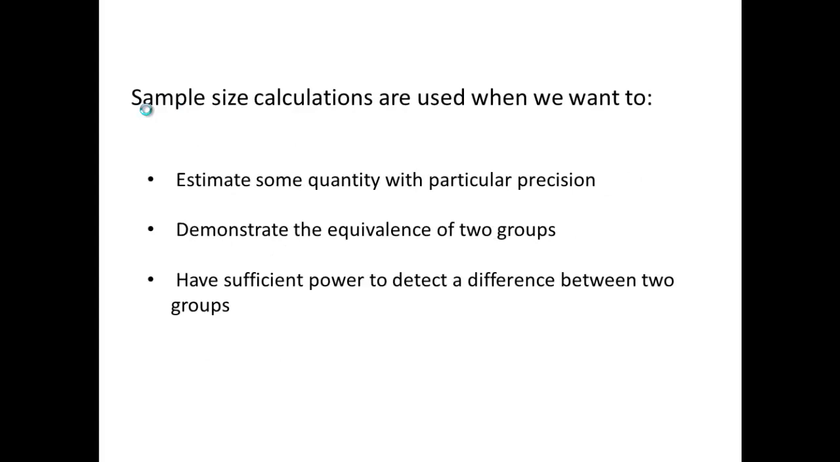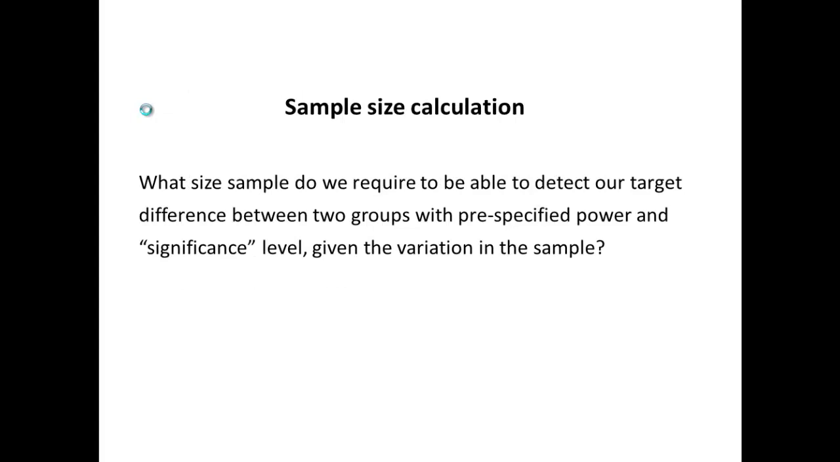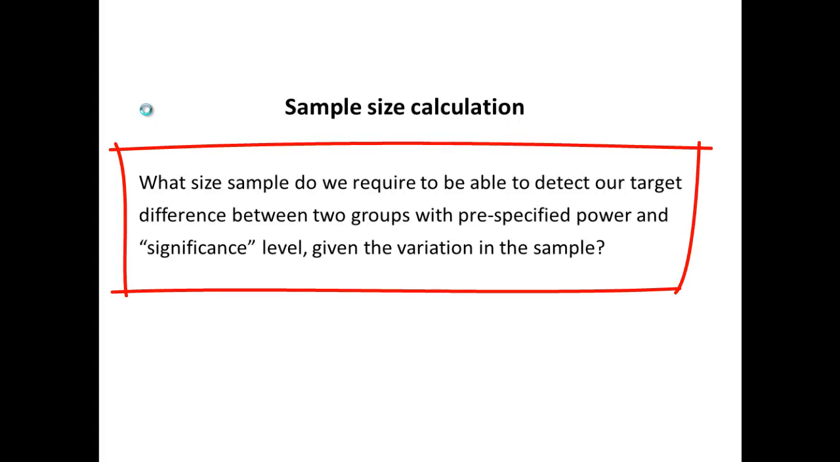And we perform a sample size calculation when we want to estimate some quantity with a particular precision, i.e. with a particular width of confidence intervals, when we want to demonstrate the equivalence of 2 groups. And most commonly, so that we can have sufficient power to detect a difference between 2 groups or to detect an association. So a sample size calculation is done to answer the following question. What size sample do we require to be able to detect our target difference between 2 groups with pre-specified power and significance level, given the variation that we have in the sample?